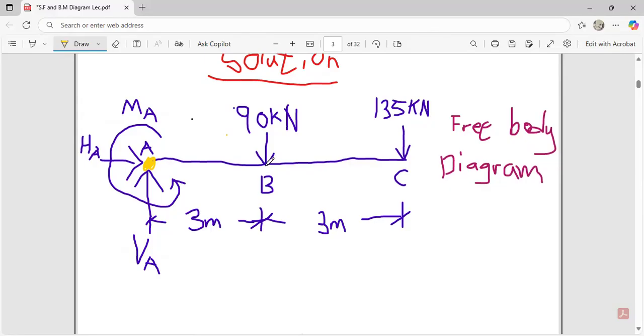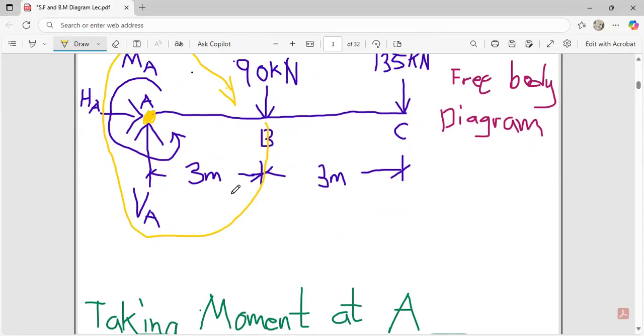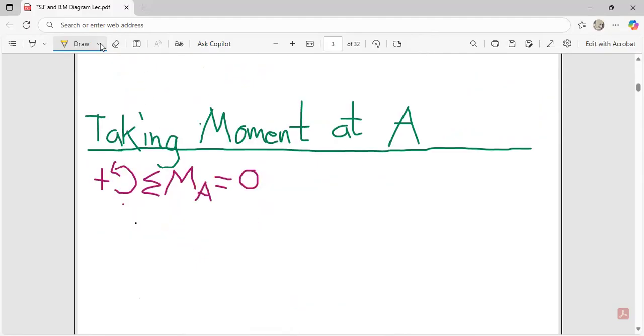Which moment is this going to be? If you follow the direction of this, you realize that this is going to be a clockwise moment. So we are supposed to write minus 90 times 3. I'm going to write that over here for you to see. Let's put it all in brackets because the negative affects both terms: minus, bracket, 90 times 3.